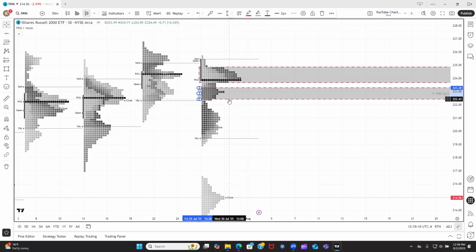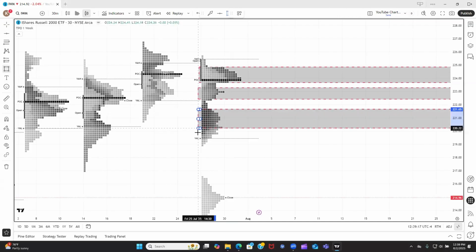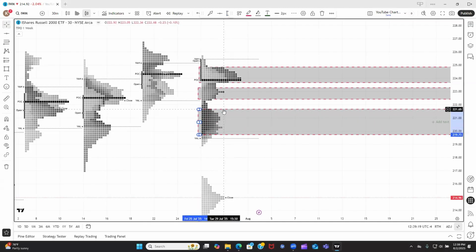223.32 roughly to 222.43. And then lastly, I would say all of this is a curve. All right. 221.65 down to 219.73. It's giving you exactly at what price point other participants who participate in the IWM market, which price point were they most active? Where did they see value?